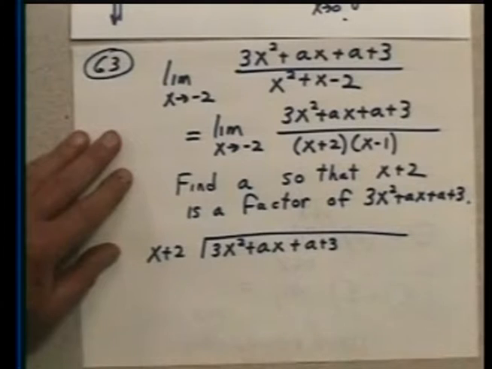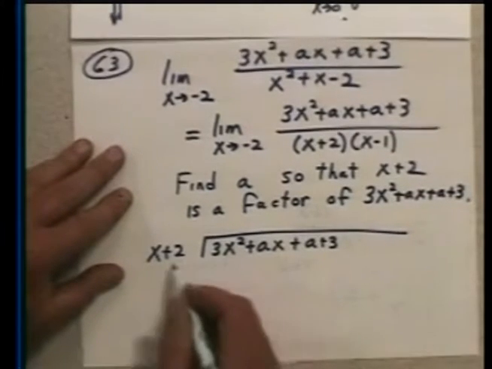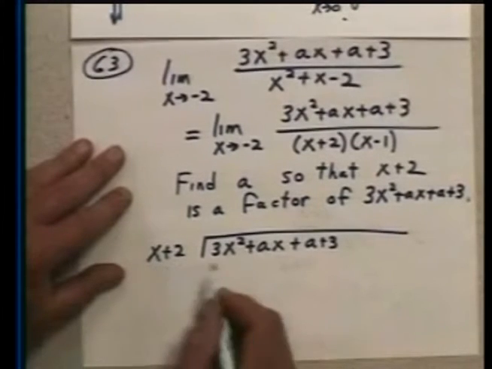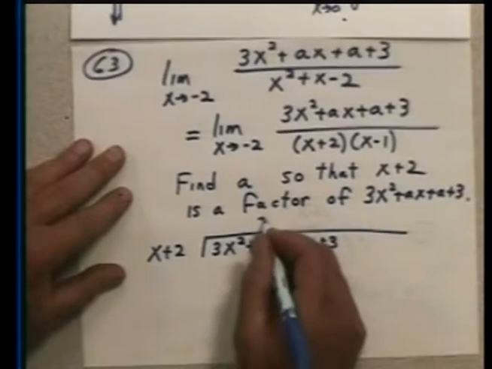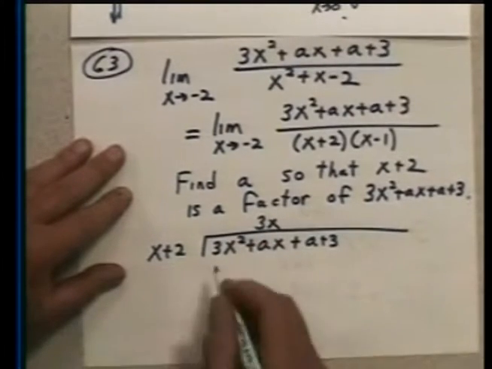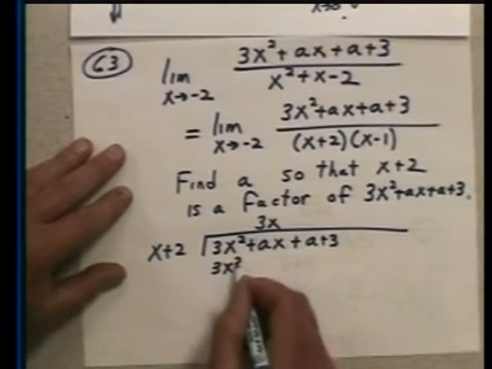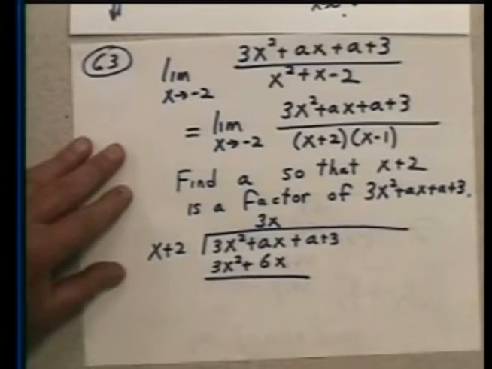I'm going to actually divide and see what a has to be so the remainder comes out 0. Okay, how do you divide? We start by taking 3x squared and divide by x. We did this once before in chapter 1. What's 3x squared divided by x? Okay, 3x times x plus 2 is 3x squared plus 6x. Okay, now what do we do?